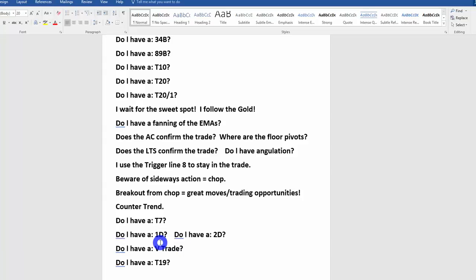Now remember, a 1D is divergence on your anchor chart with no divergence on your entry. A 2D is when you've got divergence on both your anchor and your entry, a double whammy, a fantastic counter trend trade. Do I have a V trade? A V trade, of course, is a very violent quick move where you've got a really good V in the market. I particularly, by the way, love the V trades during the Globex session.